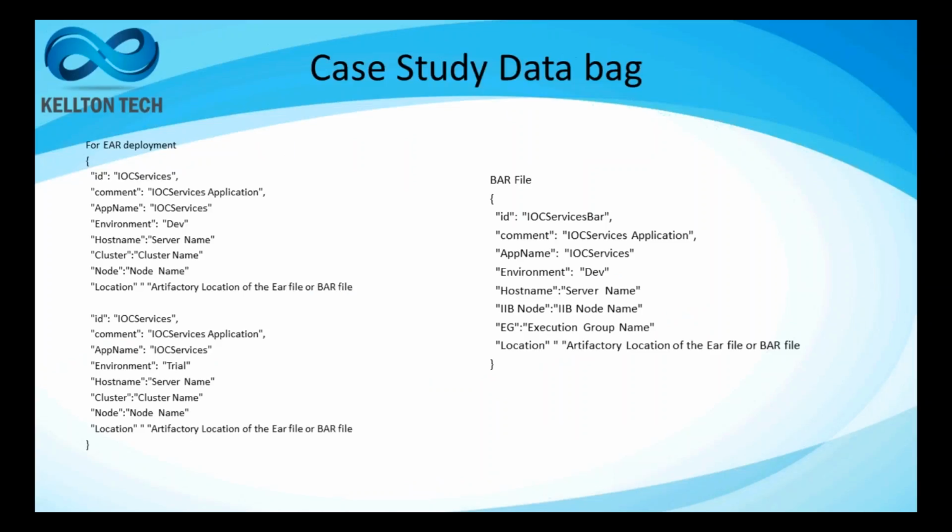And this is the data bag information for ER deployments or bar file deployments or for rules deployment or for anything. This is the sample data bag file where, as I said, you have mentioned the environment names and host names and the cluster names and the location of the ER file in the artifact tree, and all this information is mentioned in the data bag. So this is how the Chef nodes communicate with the Chef server by using this data bag file, pulling the data bag file information and deploying automatically.